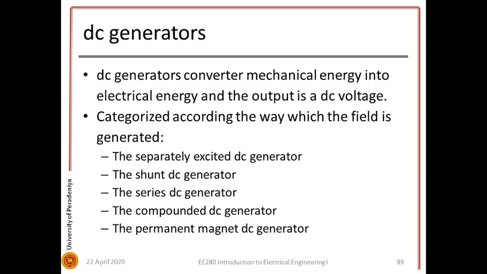Similar to the DC motors, you can have 5 types of DC generators. They differ basically in the way that the field winding is connected. So the first type is the separately excited DC generator. Then you have the shunt DC generator, series generator, compounded DC generator, and finally the permanent magnet DC generator.